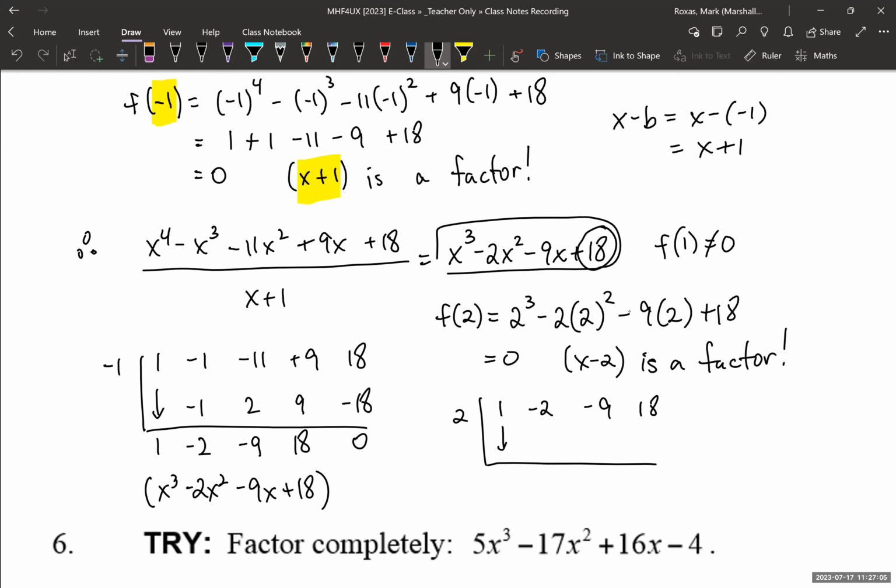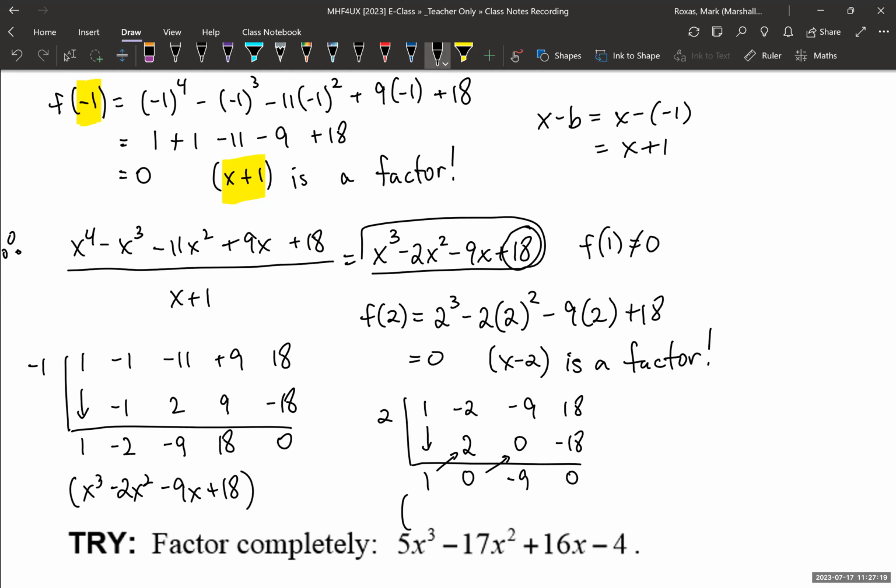So 1 comes down. 2 times 1 is 2. Add it to -2, I get 0. 2 times 0 is 0. Add it to -9, I get -9. -9 times 2 is -18. 18 minus 18 is 0. There we go. And so now I have 1, 0, and -9, which are the coefficients of my quadratic quotient here, x squared plus 0x minus 9.